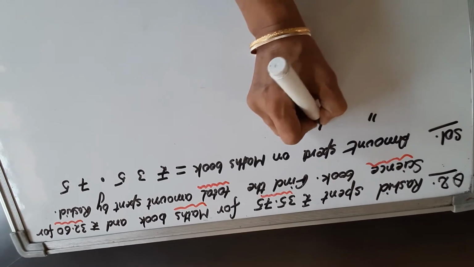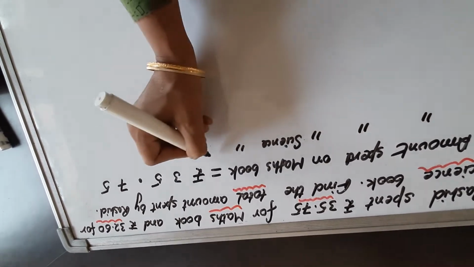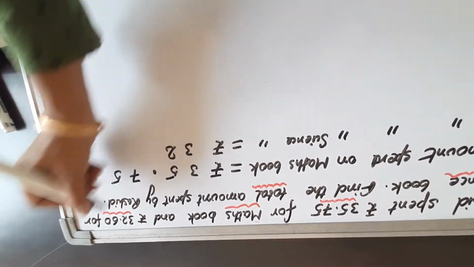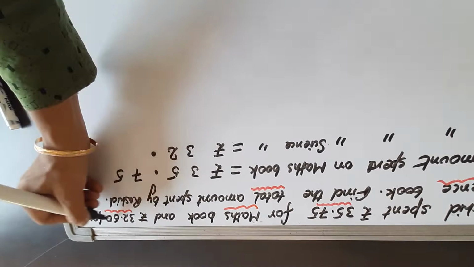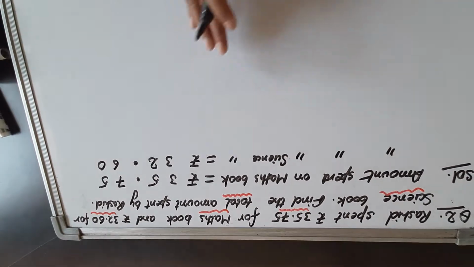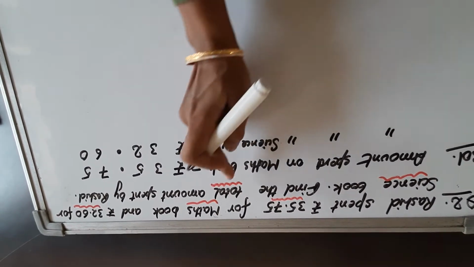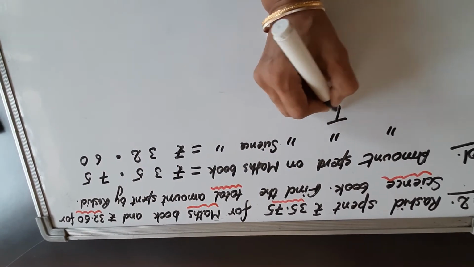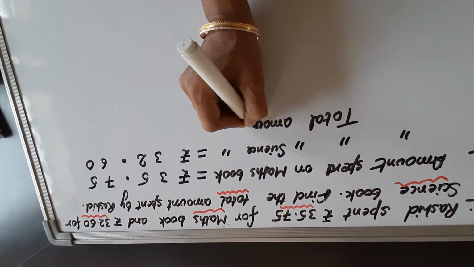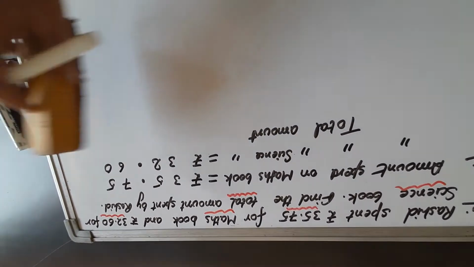Now amount spent on science book is equal to 32 rupees. Under the decimal we will write the decimal, 60 paisa, right? So that we can easily add. Now what do we have to find out? Total amount. So what do we write? We will write total amount. Total amount spent by Rashid.